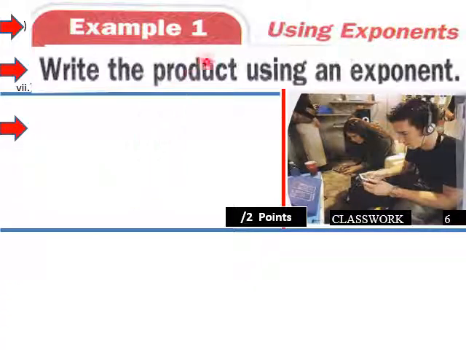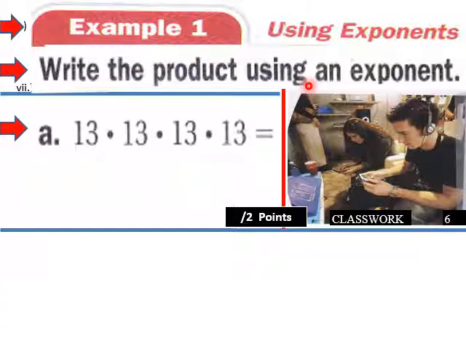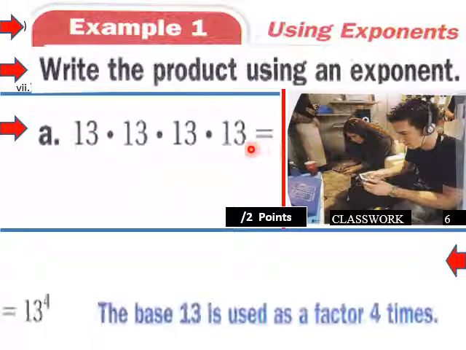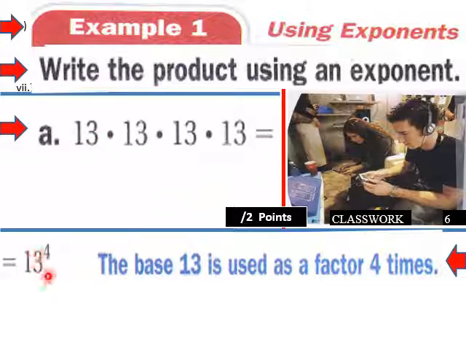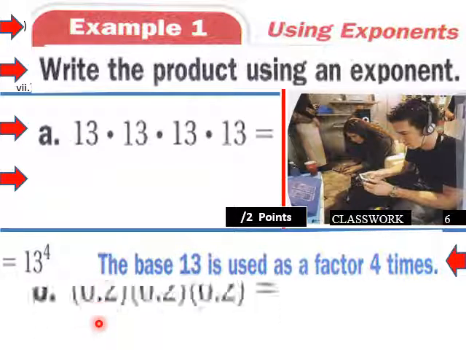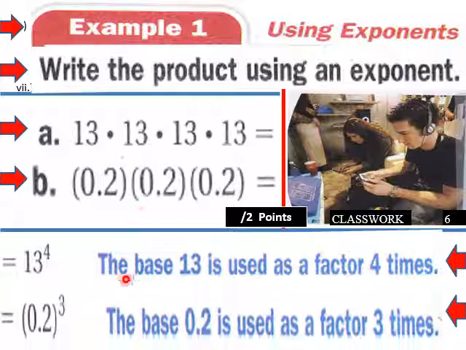Okay, example 1, using exponents. Write the product using an exponent. Here is our product here. How would you write that as an exponent? It'd be 13 to the fourth power. The base 13 is used as a factor 4 times. And then B here, what do we do with that? So 0.2 cubed is used as a factor 3 times.